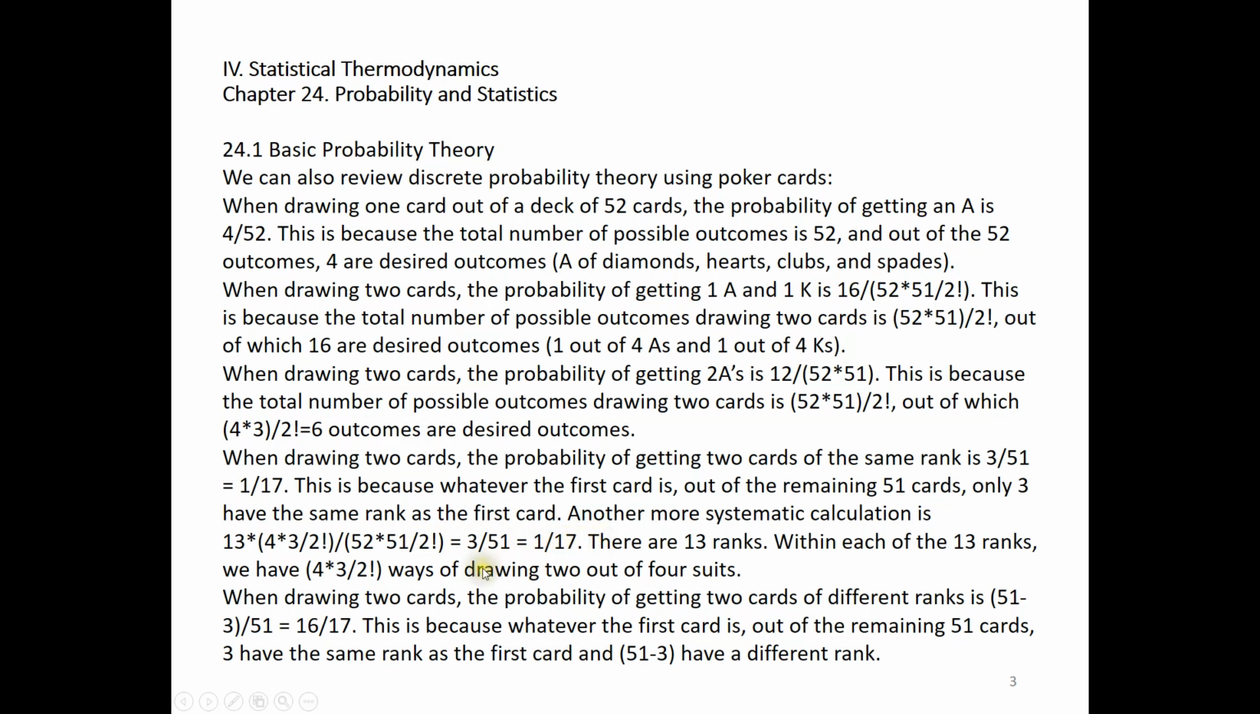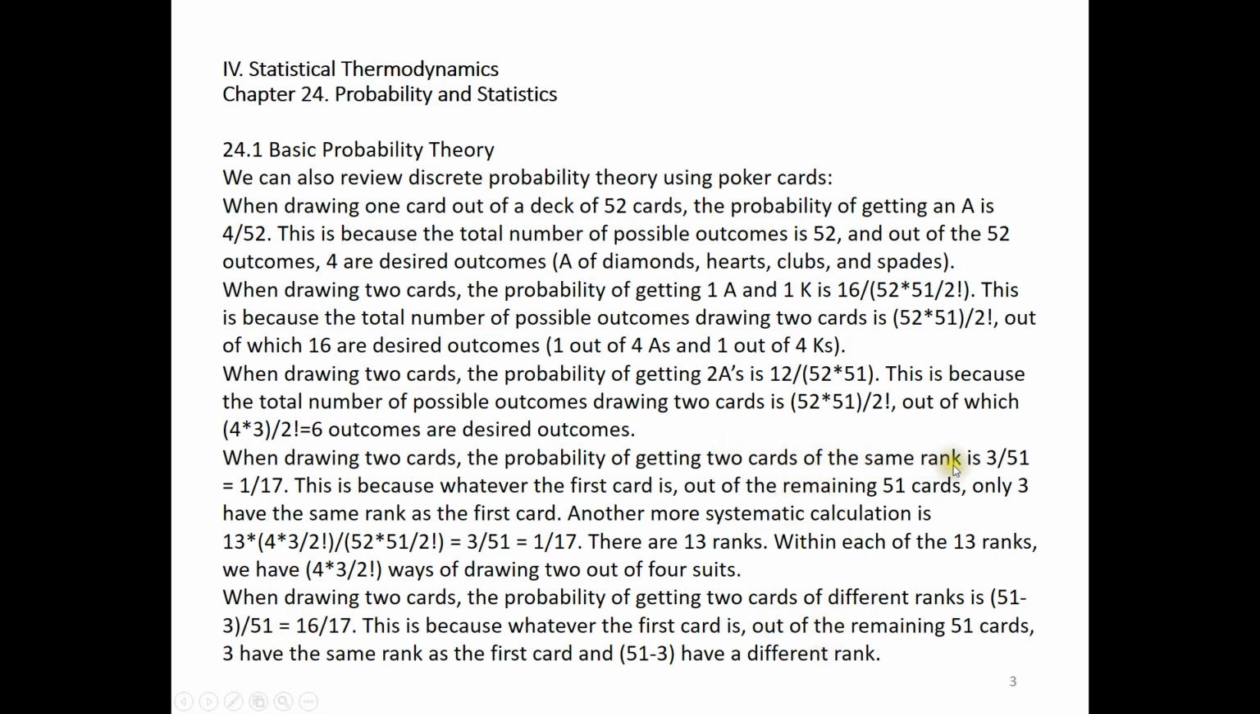Alright, now let's draw 2 cards again. The probability of getting 2 cards of different ranks is 16 out of 17. Why is that? Whatever the first card is, out of the remaining 51 cards, there are only 48 cards with a different rank, right? So it's going to be 48 over 51. It's 16 over 17.